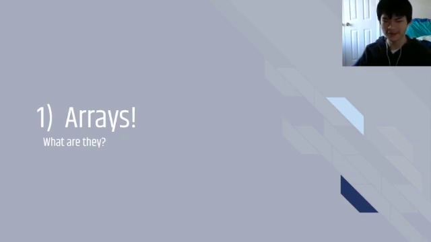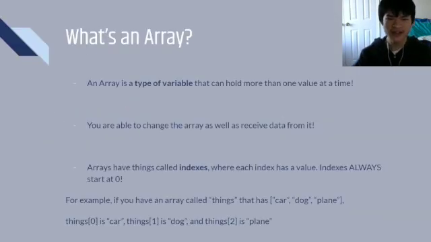What exactly are they? Because we know, well, maybe you know, that arrays store values. That's basically it. So an array is a kind of variable that holds more than one value at a time. Arrays can hold multiple values, or some people say that they can hold multiple variables, and that also makes sense. So you could say that an array is a type of variable that holds variables, and that's pretty cool. You're able to change the array as well as receive data from it. What that means is that you're able to modify the values in the array, and you're also able to receive and take the values in the array.